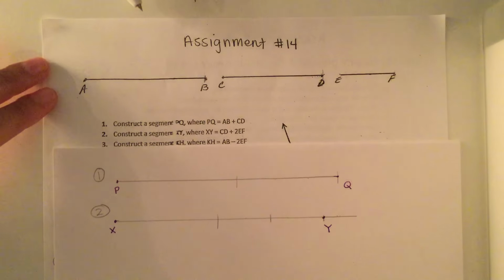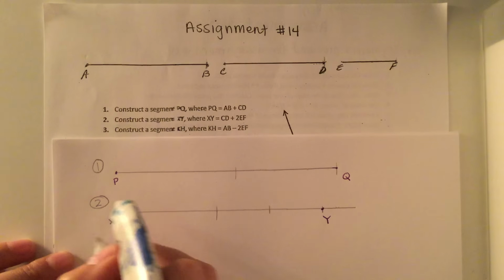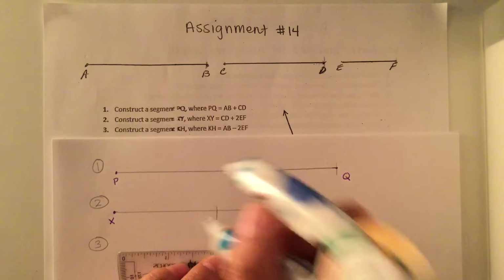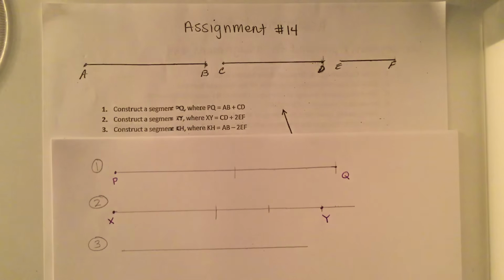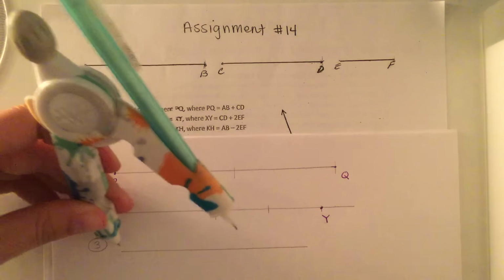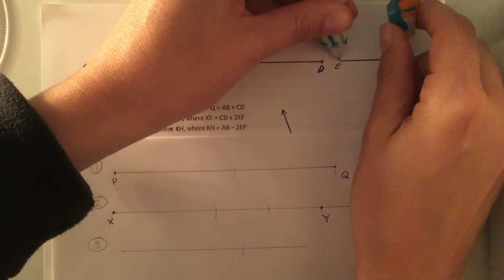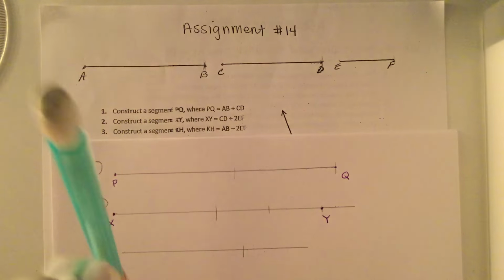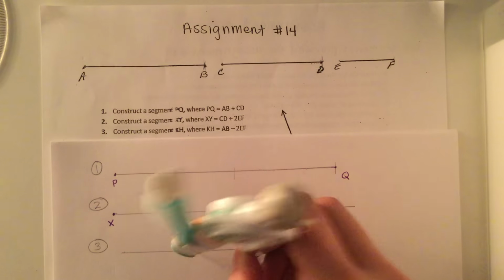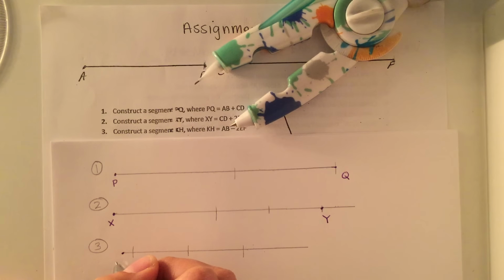For number 3, we want to construct the segment HK where HK is equal to AB minus 2EF. So for number 3, we're going to draw a segment. And we're going to measure out the length of AB using our compass. Transfer it onto our segment. And we're going to measure the length of EF. And we're going to go backwards for subtraction. I'm going to take away 1 EF. I'm going to take away 2 EF. So here's the beginning at K and the end at H.